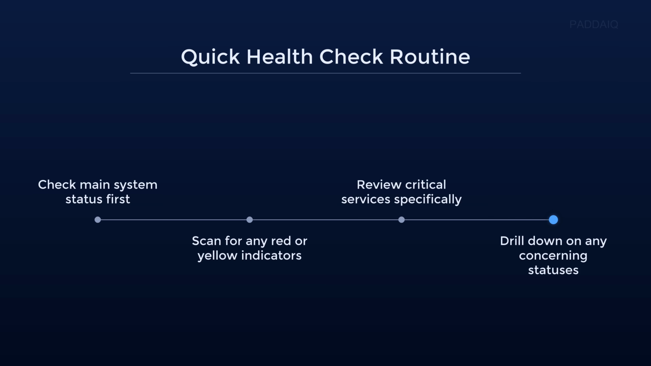Drill down on any concerning statuses. This means when you see a warning or error, investigate it further to find the root cause. For example, if your application shows a yellow warning, you would check its logs to see what specific issue occurred. Always dig deeper to resolve problems before they escalate.